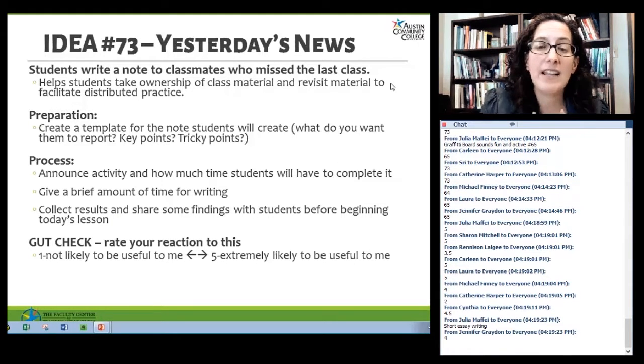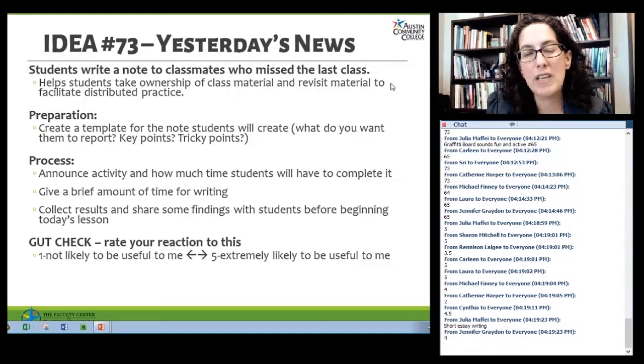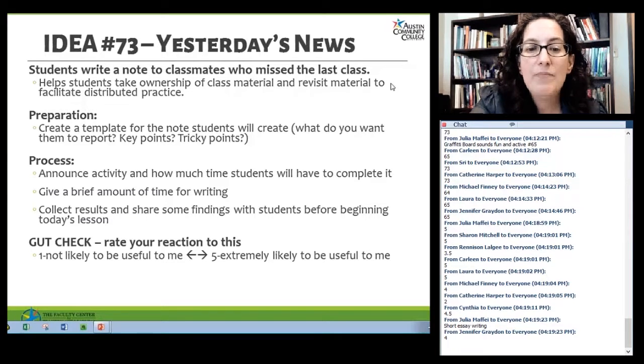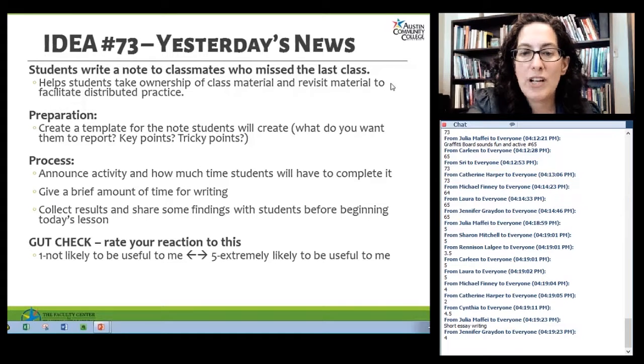So you're going to have to decide how long they have to do it, whether they're doing it in class or out of class, and just let them know how it's going to take place. Give them a brief amount of time for the writing if it's an in-class activity, and then you collect the results and you share some findings.